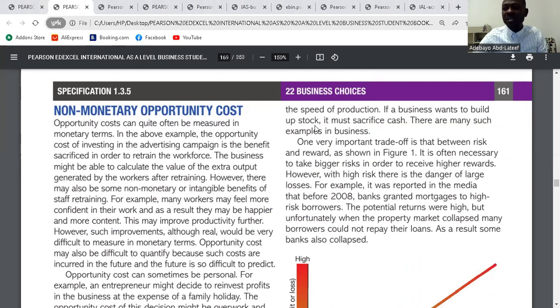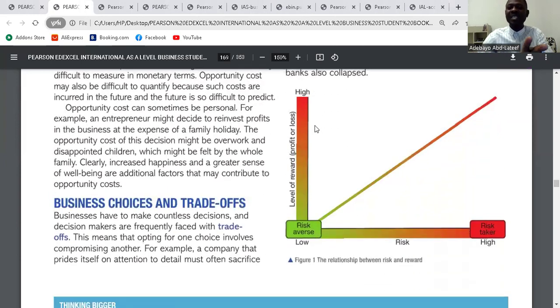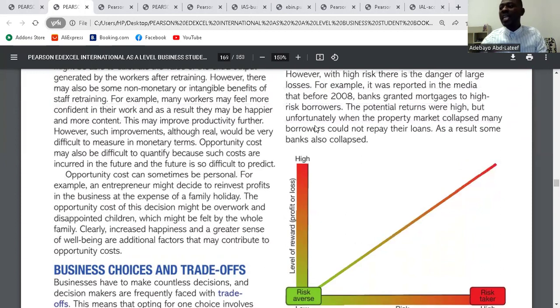One very important trade-off is that between risk and reward. It is often necessary to take bigger risk in order to receive higher rewards. However, with high risk, there is the danger of large losses. So yes, the best example you can use here is risk and reward. So taking high risk might bring about high reward. Yes. So if you don't want high risk, if you have taken a decision to choose a low risk, you should be expecting a low reward. Yes. So do you get the point now?